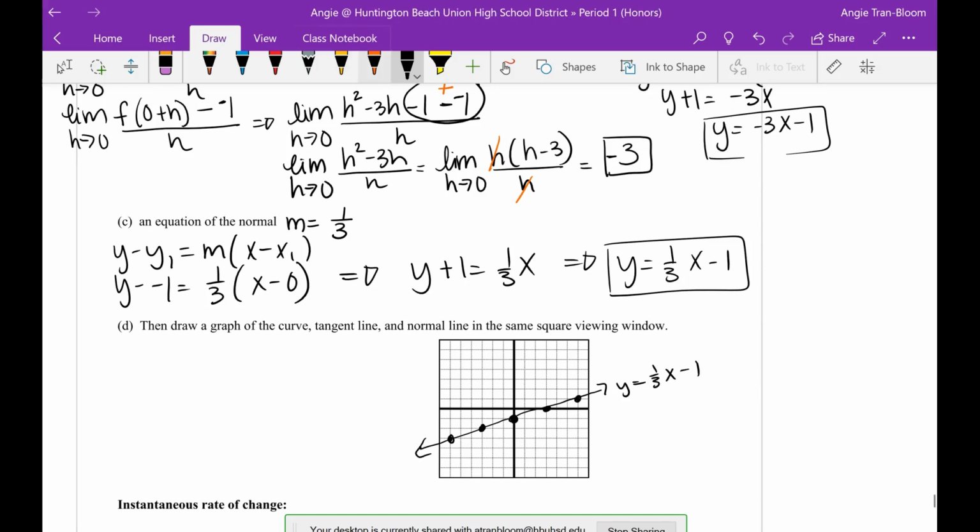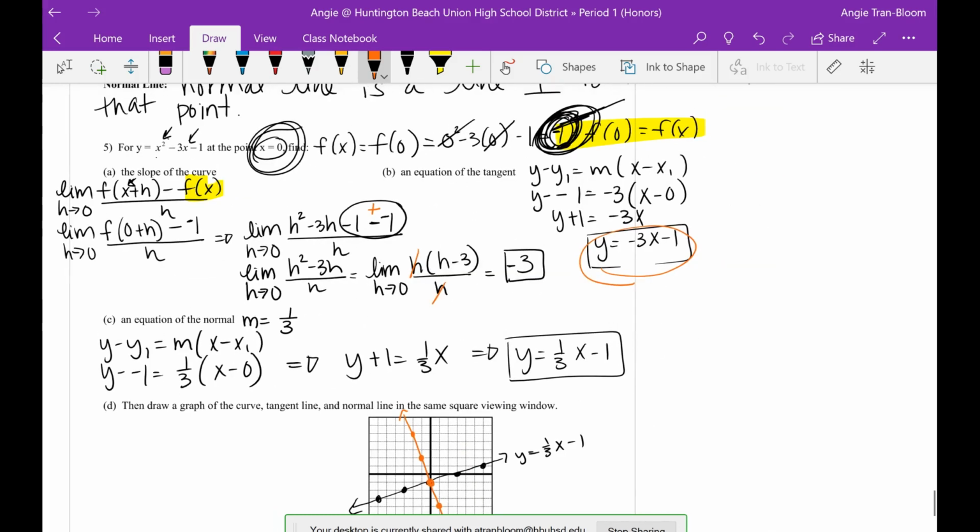I will do your tangent line in orange. The y-intercept is still negative 1, and your slope is negative 3. So down 3, right 1. Oh, up 3, left 1. Up 3, left 1. So this is your tangent line. It looks like it's intersecting at 90 degrees. So y equals negative 3x minus 1. Then I will attempt to graph your curve.